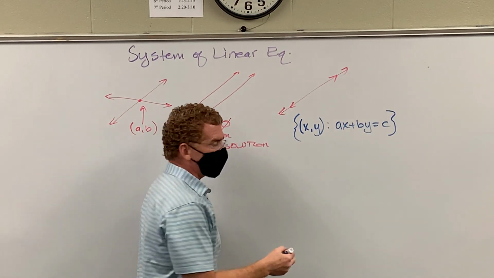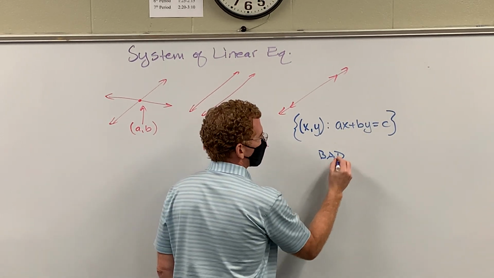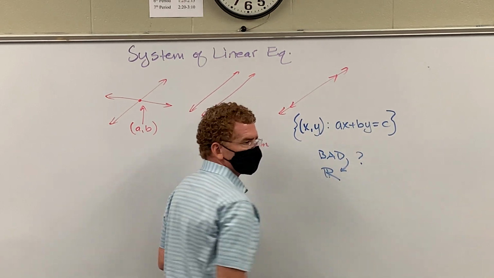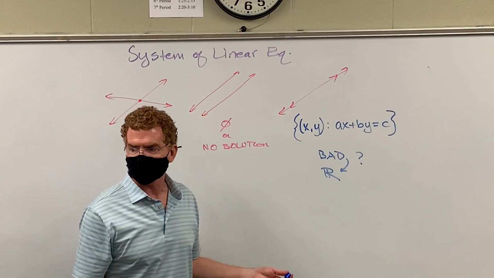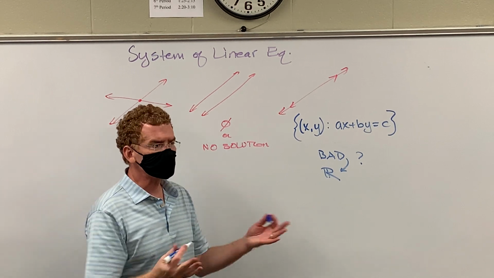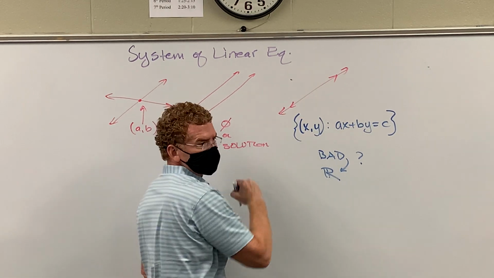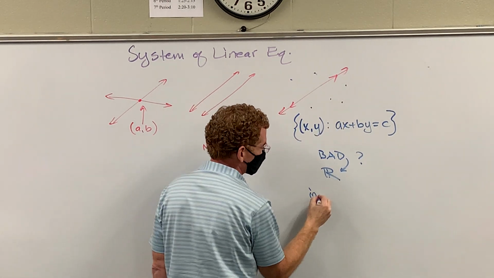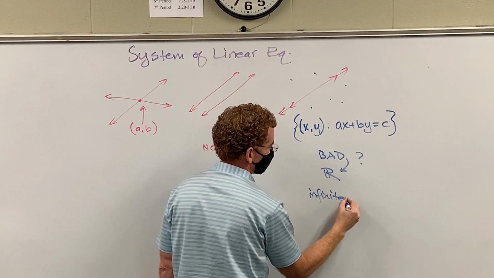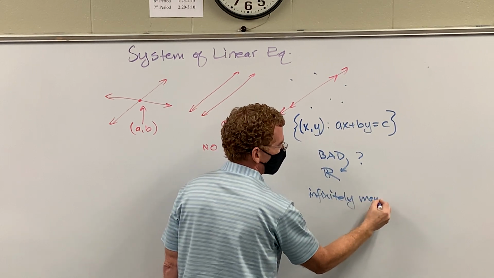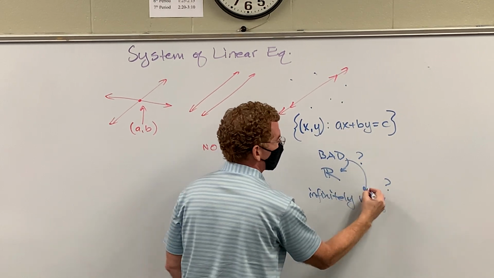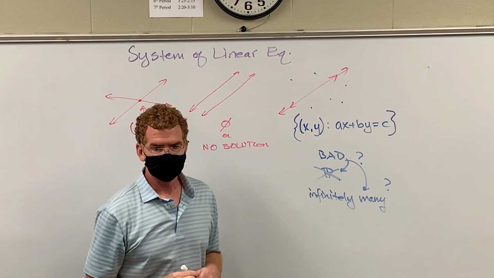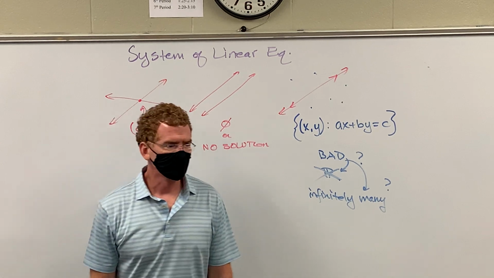But you know why it's bad to say all reals? Because if you say all reals, what are you really saying? It could be any point. And is that point on there? Are all these points on there? No. If you say infinitely many, why is that bad? It's better than all reals. Why is it bad? What about like this?